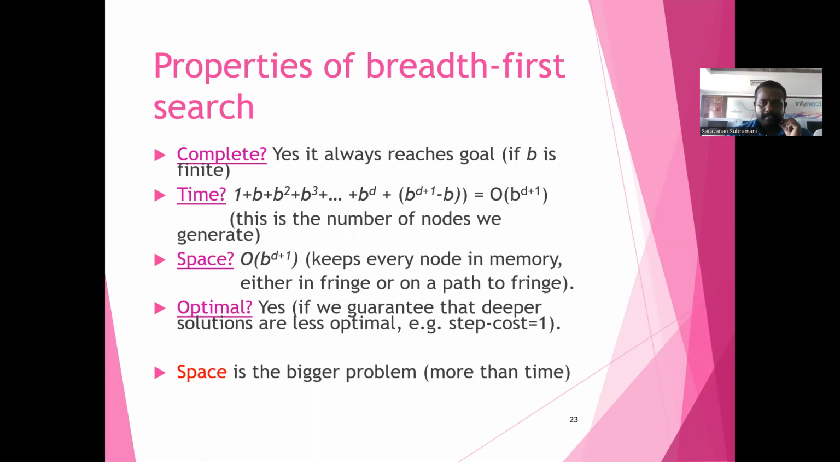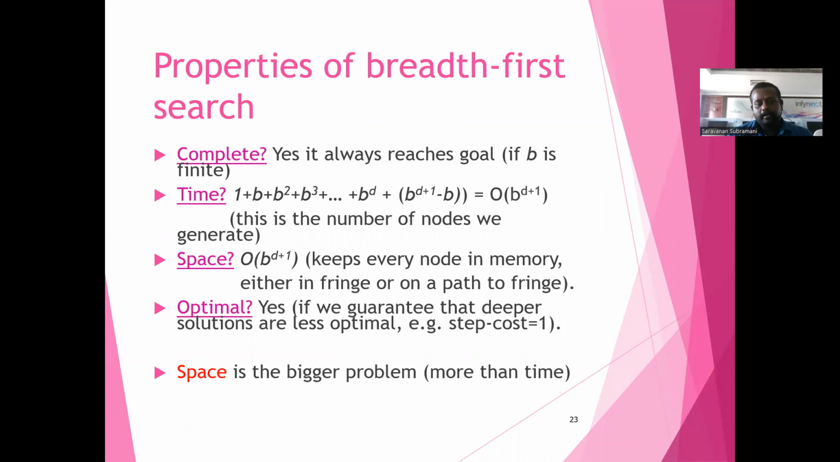So the space complexity is the same order, b power d plus 1. So b is the branching factor and d plus 1 is the number of nodes which are available. So it keeps every node in memory, either in the fringe or in the path to the fringe, that is, the leaf node.